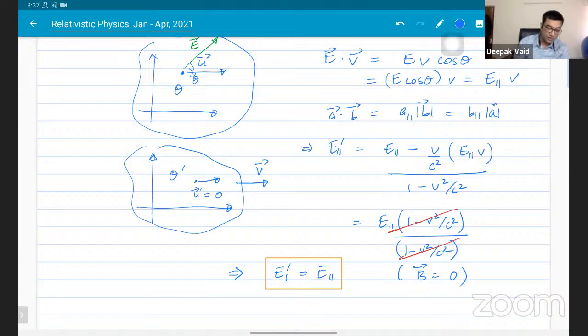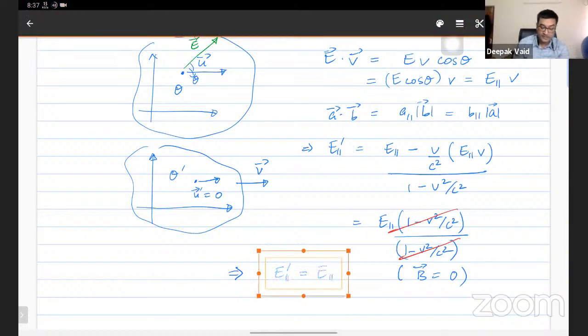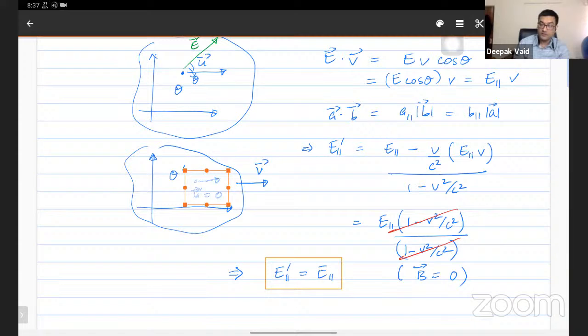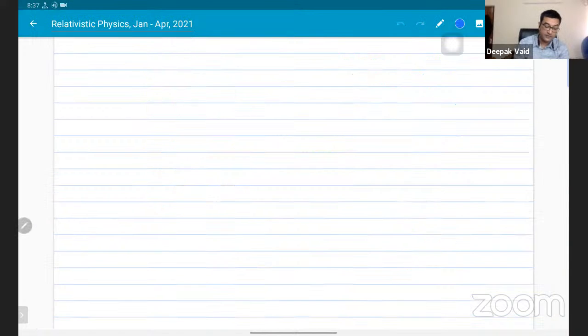Okay. So I don't want you to think that because of this special condition that u prime is equal to 0, that is why we are getting it. No, this is just a mathematical tool. We use it and then we discard it. It doesn't affect the final result.